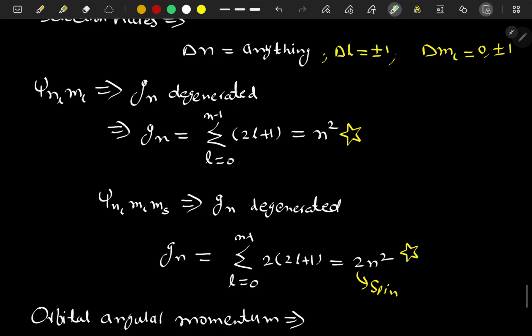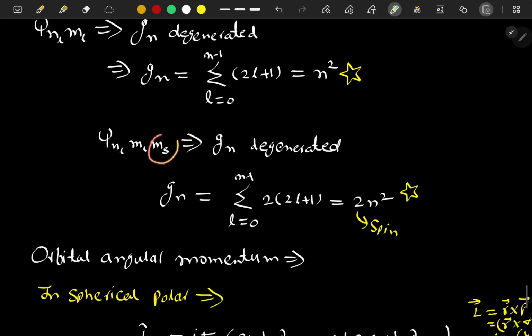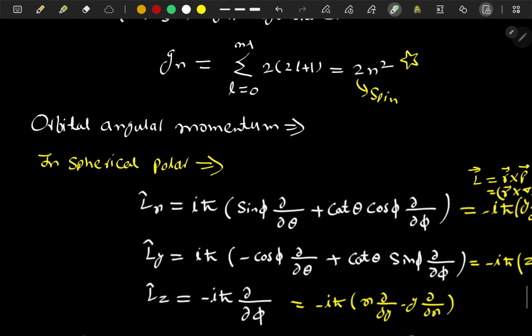Now suppose our wave function is degenerate, so what will be the value of the degeneracy? It is 2l plus 1, with l from 0 to n minus 1. If spin is not included, then it will be equal to n square, and if spin is included, then it will be 2n square degeneracy in the wave function.